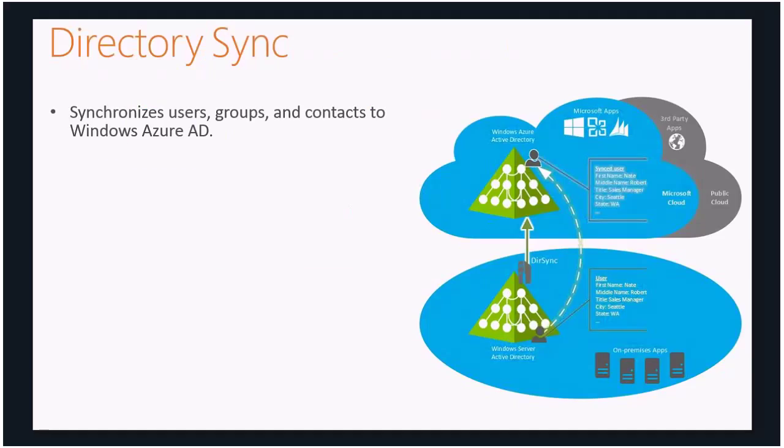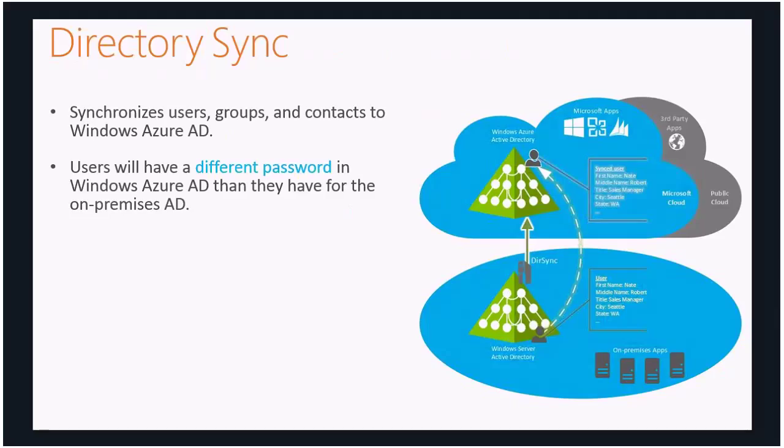Okay, so the way the synchronization started out initially was using a program called DirSync. When DirSync ran, it basically synchronized the users, groups, and contacts from the local AD to Windows Azure AD. The downside was it didn't do any password synchronization. So if you're running the synchronization environment now and you're still using DirSync, the downside is you're potentially going to have different passwords on-premise and in the cloud, because it's not copying those up from your local environment.